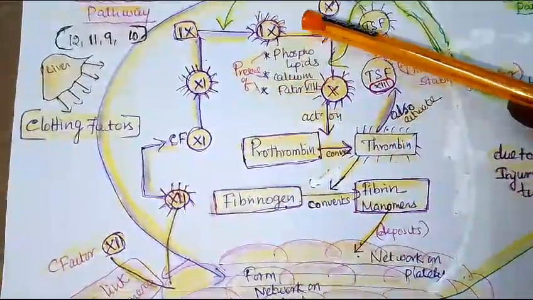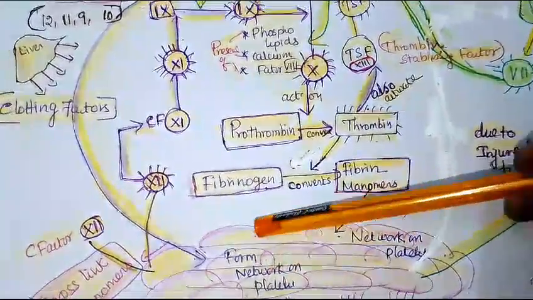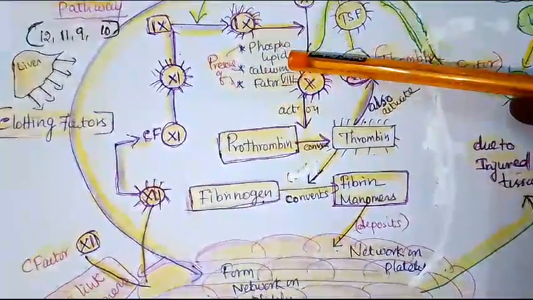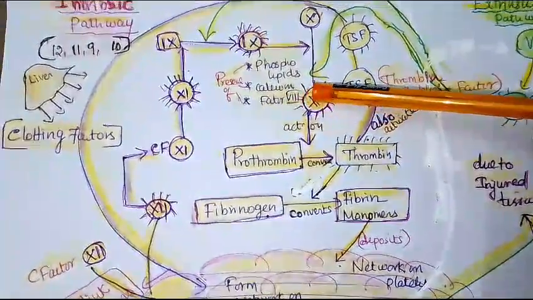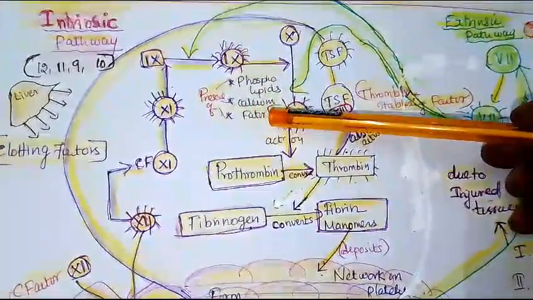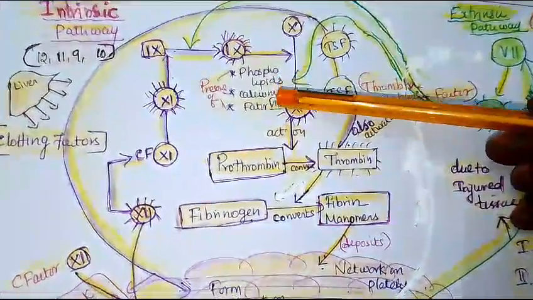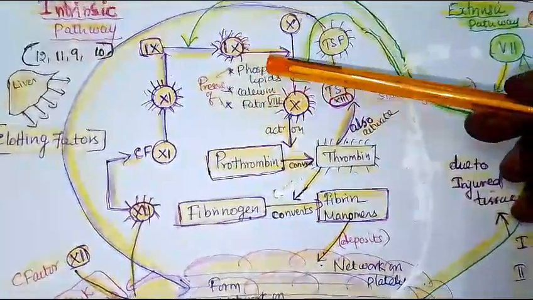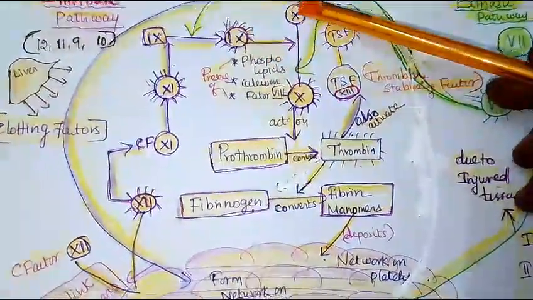So factor 9 also gets activated when the surface of the platelets has phospholipids, calcium, and factor 8. What is factor 8? It is the anti-hemophilic factor. As I told you, this factor is also produced in the liver, but it needs vitamin K. If there is a vitamin K deficiency, a bleeding disorder called hemophilia occurs.